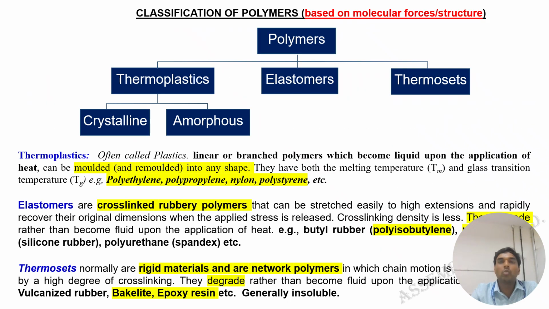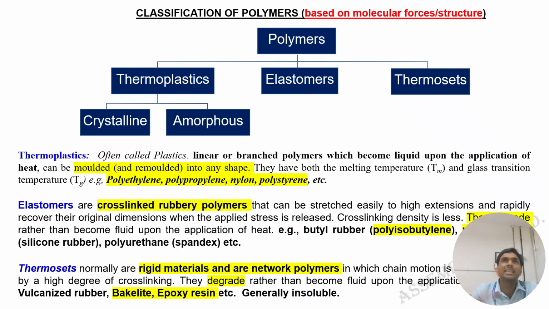So based on the molecular forces, we can have different types. For example, thermoplastics, elastomers, thermosets. What are thermoplastics? They can be molded. They will have a certain melting point. They can be molded into different shapes. So they may have a melting temperature. They may have a glass transition temperature. So for example, polyethylene, polypropylene, nylon, polystyrene, they are thermoplastics.